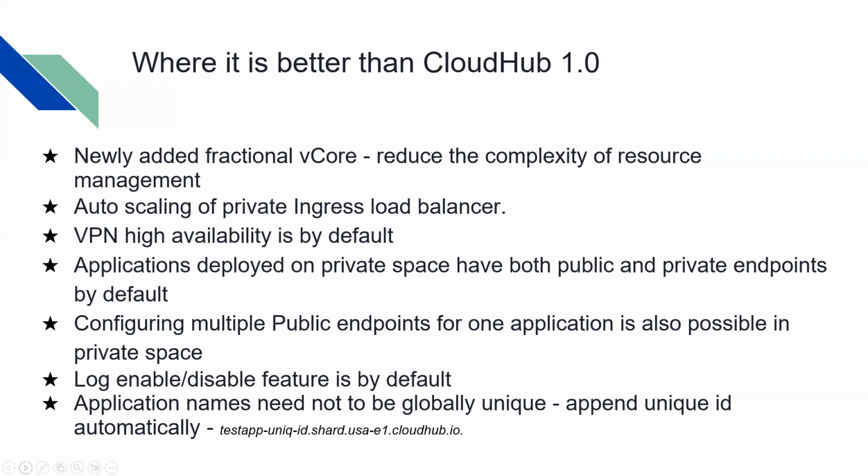For example, when you deploy an application, say your application name is test app, and you are deploying it on North Virginia, which is the US-East-1 region. Then your application name will be test app, appended with that 6-digit unique ID, dot the private space ID, then dot us-e1, which is your region, and then dot cloudhub.io. And in CloudHub 2.0, it's possible to change, update or edit your TLS context in place.